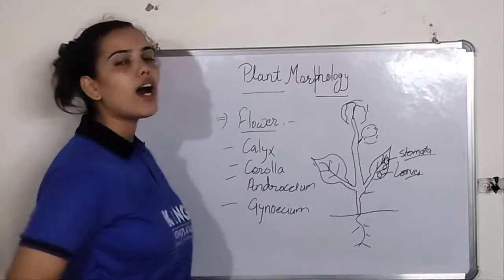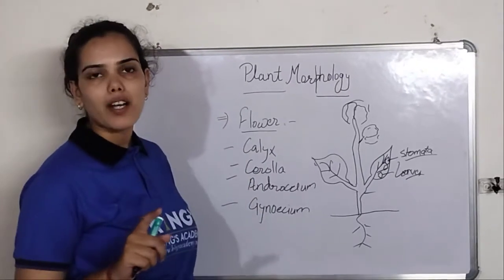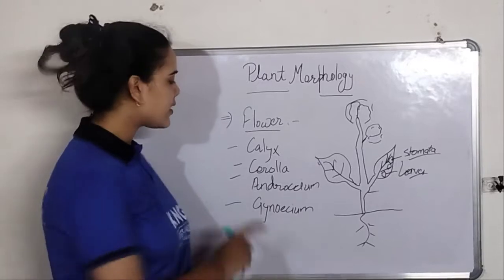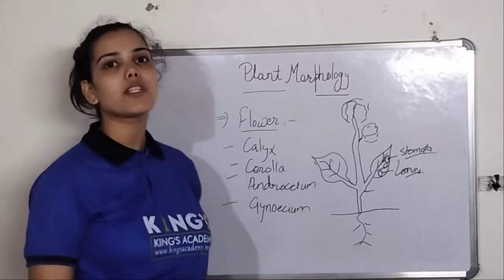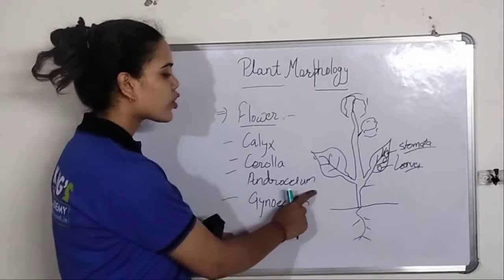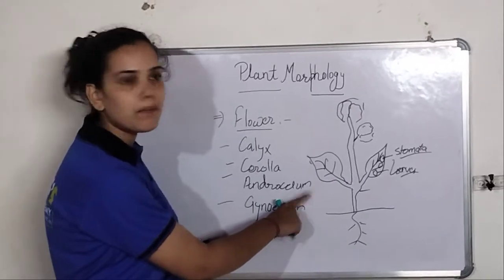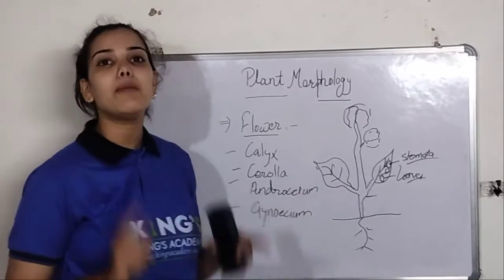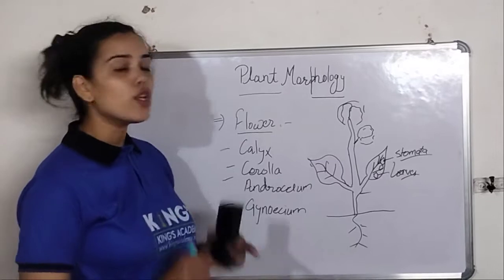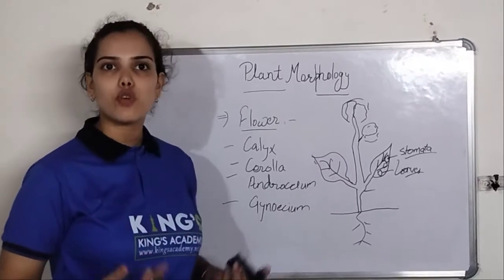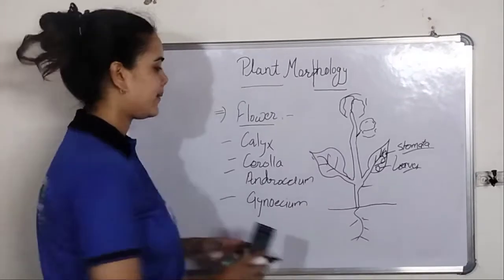Calyx and corolla are the non-reproductive parts of the flower, and androecium and gynoecium help in reproduction. Androecium is the male reproductive part of the plant and gynoecium is the female reproductive part of the plant. So let's discuss androecium and gynoecium in detail.